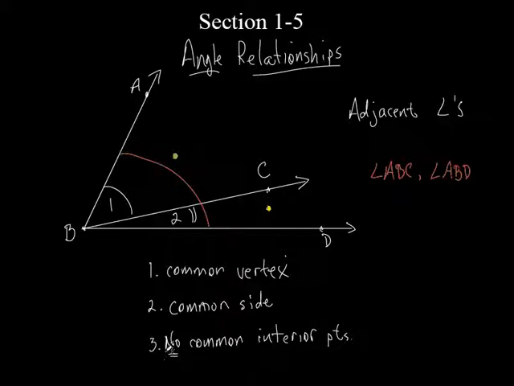But look at number 3. Do they share a common interior point? Yeah, they would, because look at this green point right there. It's in the big angle, ABD, but it's also where? In ABC. So that means it would have a common interior point, wouldn't it? Which means it's not adjacent. So these two are not adjacent to each other.